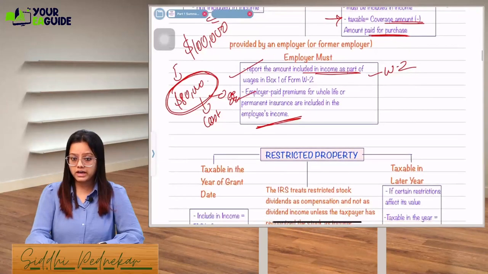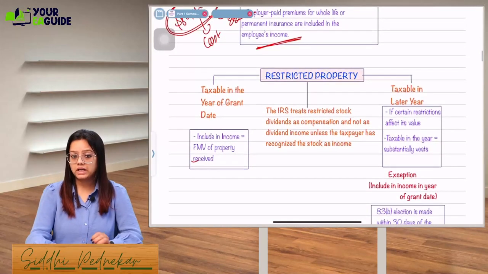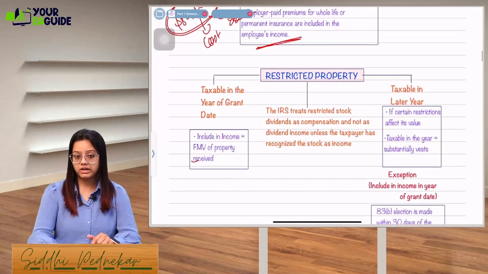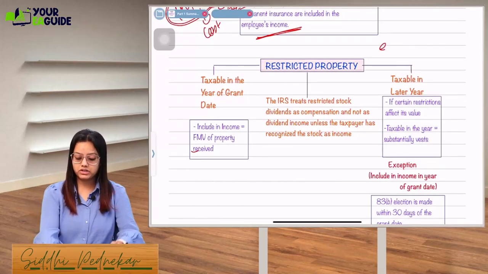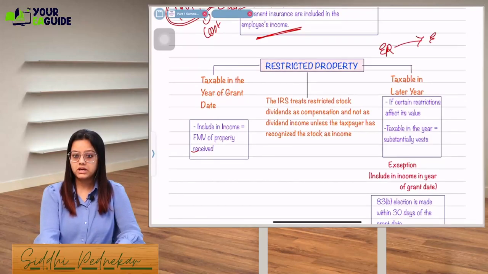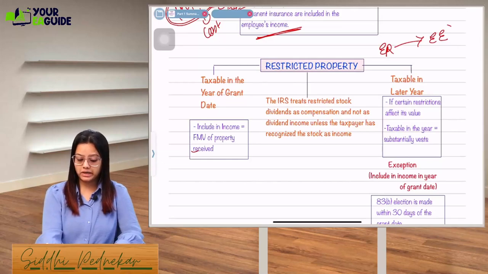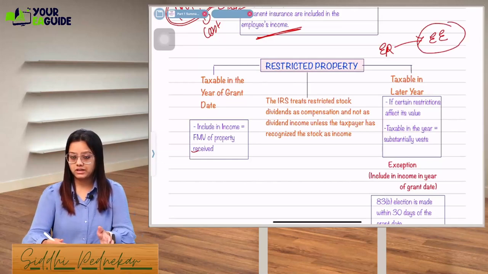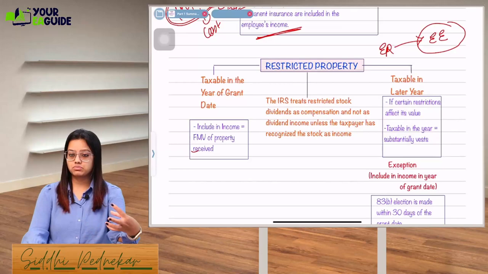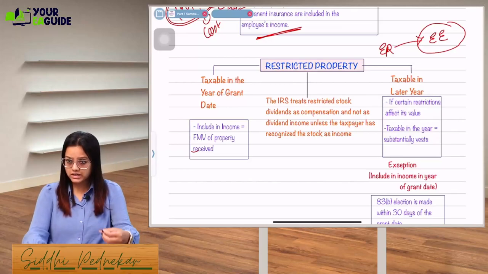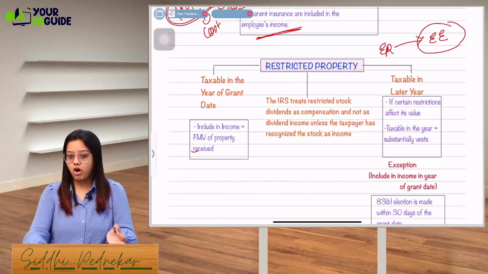Okay, got it, guys? Next is restricted property. Here we have done this very well in the class. Whenever the employer provides some property, stock, or securities to the employee, and there is a restriction that the employee will not sell these shares, securities, or property in the market before completion of 2 years, can I say there is a lock-in period to sell that particular security?